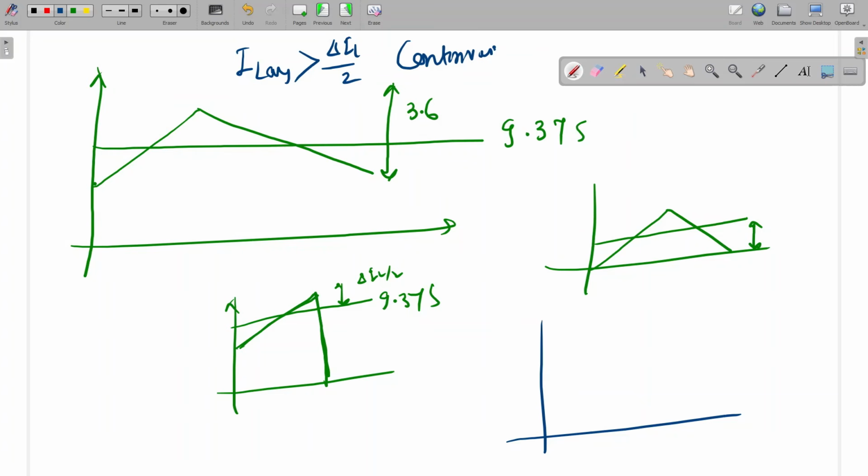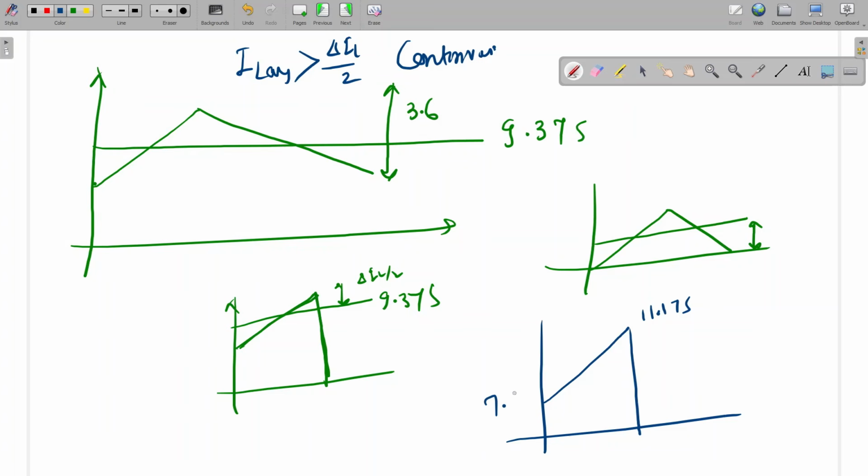9 point. Can you calculate? 9.375 plus 1.8 is 11.175. So the maximum value will be 11.175. What will be the minimum value? Sir, 9.375 minus 1. Calculate this, I will tell.